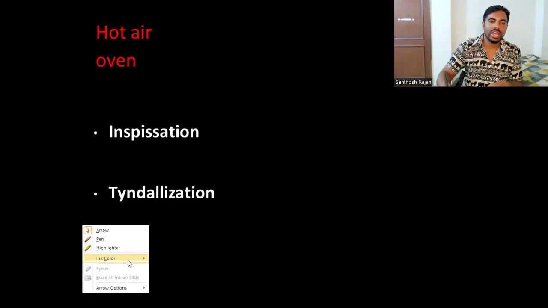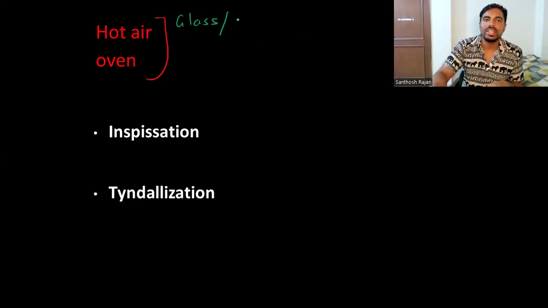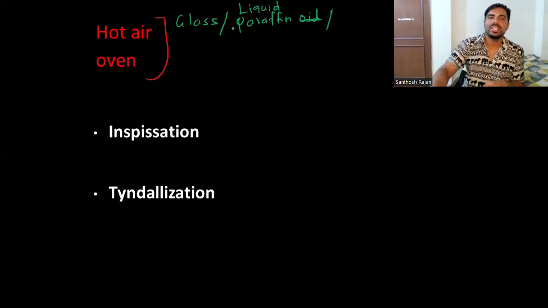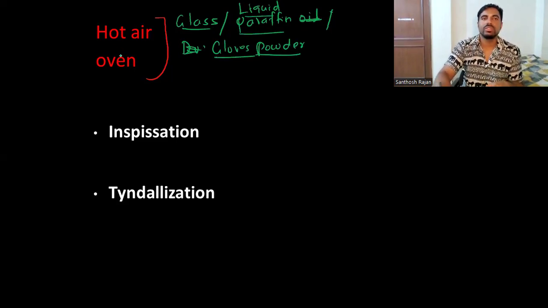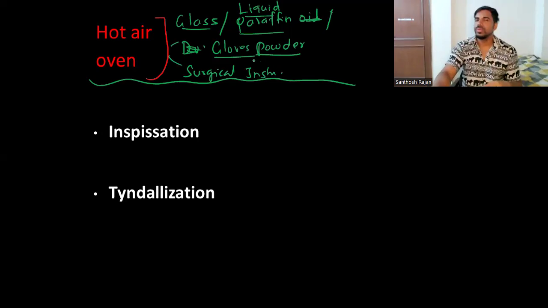Next, the hot air oven, which is dry heat. Anything glassy, all the glasswares, you can sterilize. Anything oily, like liquid paraffin, it's not an oil, it's liquid paraffin. Anything powdery, like the gloves dusting powder. Anything glassy, liquidy, paraffiny, or powdery will go in a hot air oven. You can't put plastics, as they will burn. All surgical and sharp instruments can also go in the hot air oven. This question can be asked.